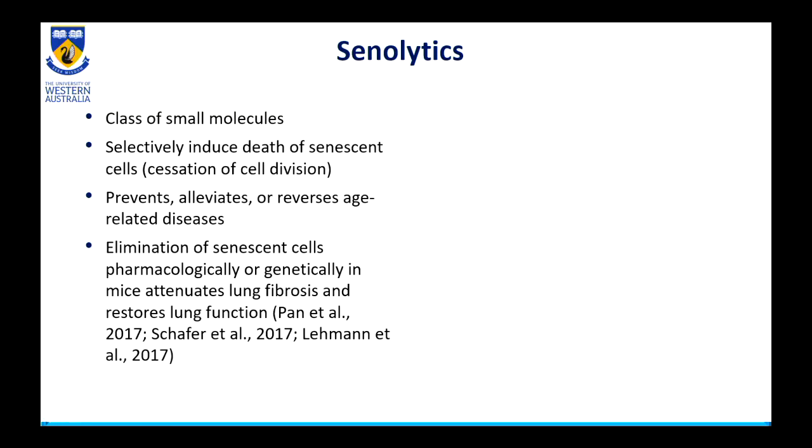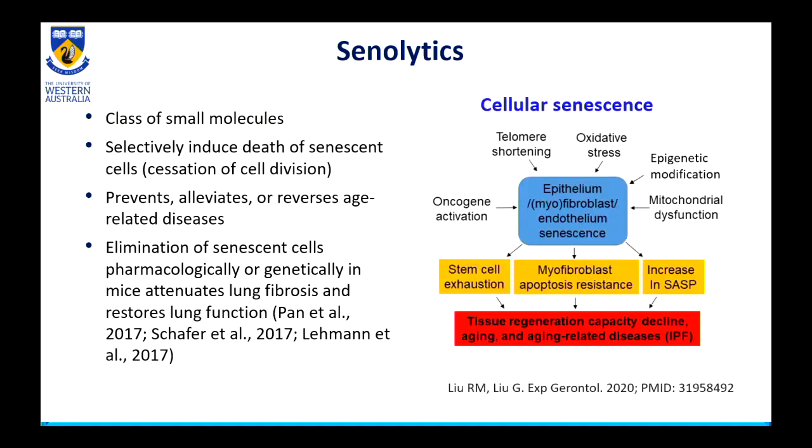But that's great in mice. It doesn't always work in humans. But they're being trialled in a lot of different disease settings at the moment. So what happens with cellular senescence? Epithelial cell, fibroblast, and endothelial senescence can occur. These all occur at some point.